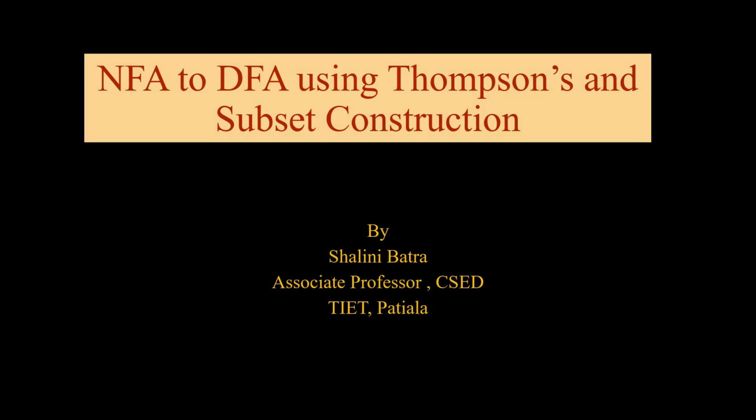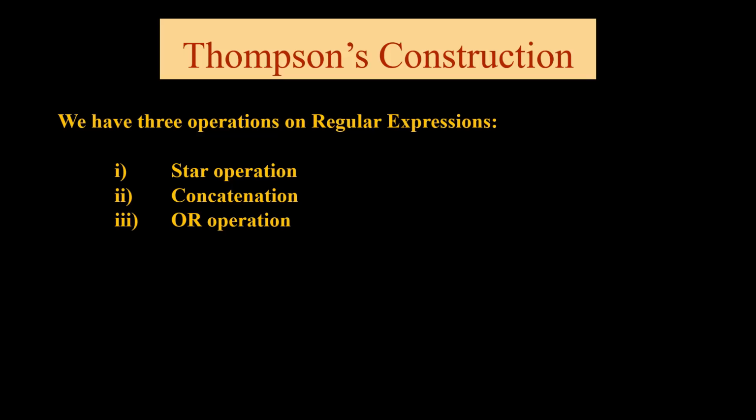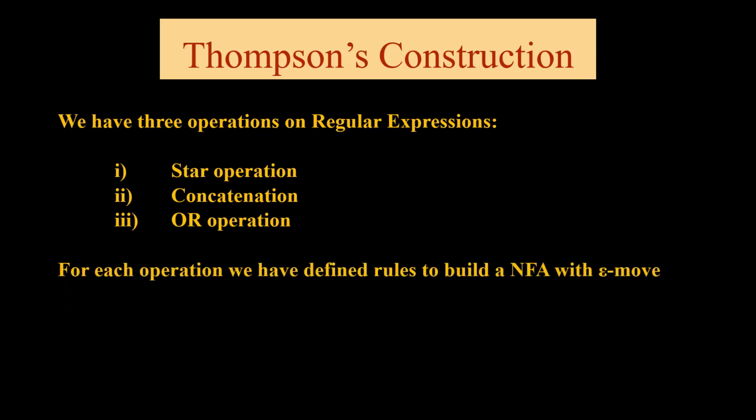Hello everyone. Today we will be discussing NFA to DFA using Thompson's and subset construction. We have already covered one example of this and now we will be covering the second example. We have three operations on regular expressions: star operation, that is asterisk, concatenation A into B, and OR operation A or B. For each operation we have defined rules.